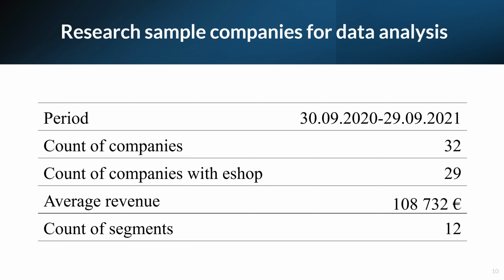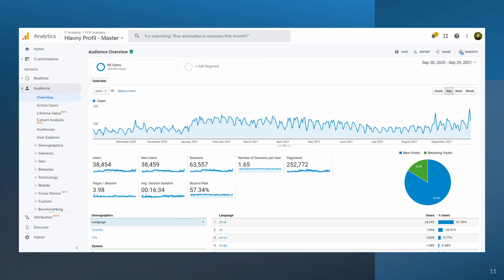The total count of companies was 32. Average revenue of companies was 108,732. The total count of analyzed segments was 12. And we see the count of companies with Azure was 29. On this slide we see an example of one of the analyzed Google Analytics accounts.